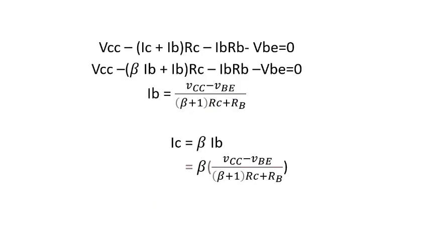Now to get base current, we will apply Kirchhoff's voltage law in the input loop. We get VCC minus IC plus IB into RC minus IB into RB minus VBE is equal to 0. Since IC is equal to beta IB, we get IB as VCC minus VBE divided by beta plus 1 into RC plus RB. We also get collector current as beta IB. So collector current is equal to beta into VCC minus VBE divided by beta plus 1 into RC plus RB.